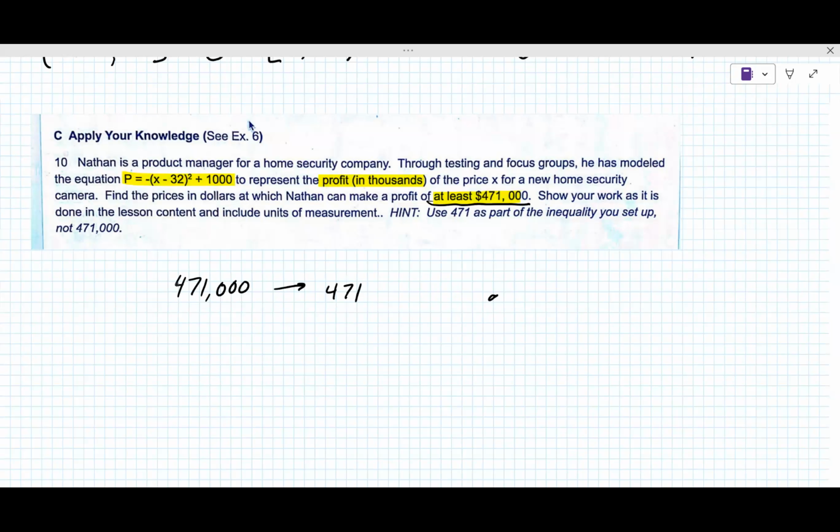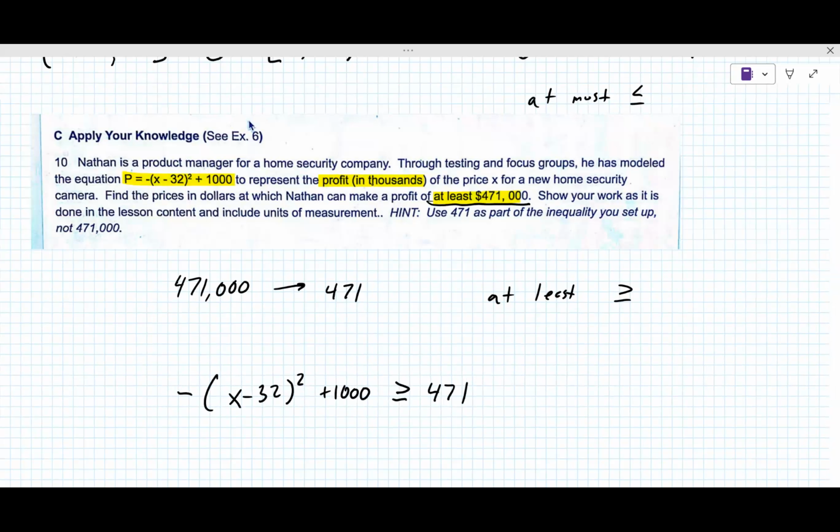The word at least translates to greater than or equal to. So there are a few of these words that you have to be able to convert. At least is one of them. If you had another problem where it said at most, that's less than or equal to. And there are variations on it. It's more about the English language, but that's what we've got to deal with. So the equation is minus parentheses X minus 32 squared plus 1,000 at least 471, like this.